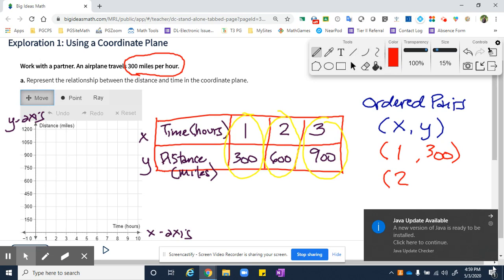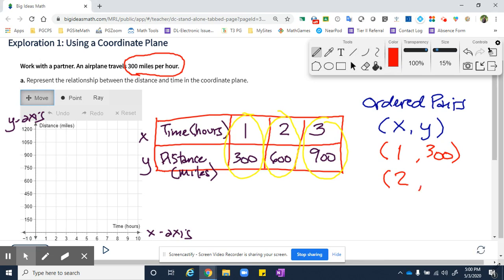Oops, I don't need that. Here we go. The airplane travels 600 miles. Now, for 3 hours, the airplane travels 900 miles. So these will be our ordered pairs. Now, let's graph this, okay?